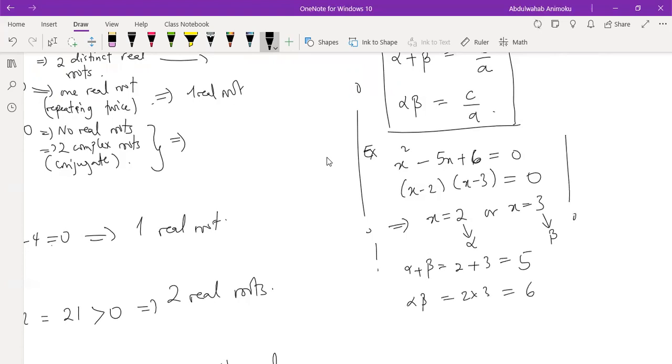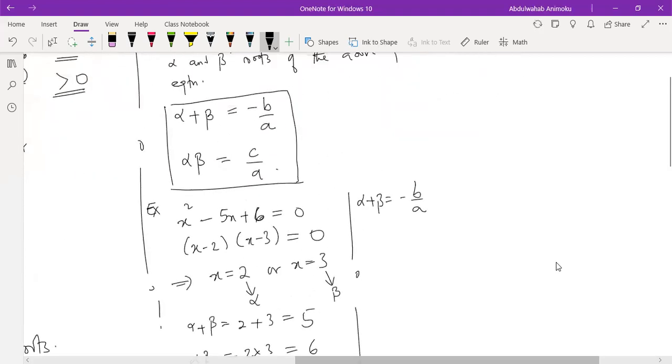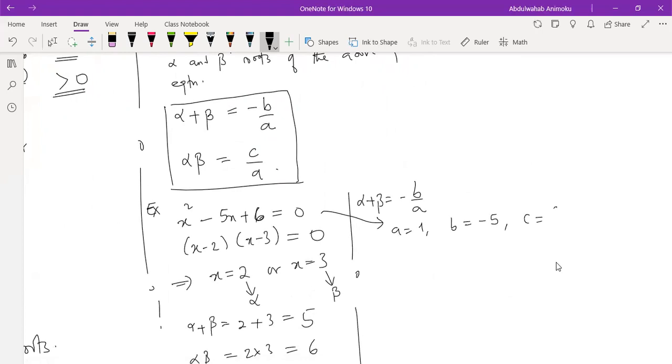Now let's verify with this formula. What does the formula say? It says alpha plus beta is minus b over a. So that means that we need to find a, b, c, right? Okay, good. What is a in this quadratic equation? a is 1, b is minus 5, and c is 6. Make sure you get these variables up front before you evaluate alpha plus beta. So alpha plus beta would be what? The sum of the roots.